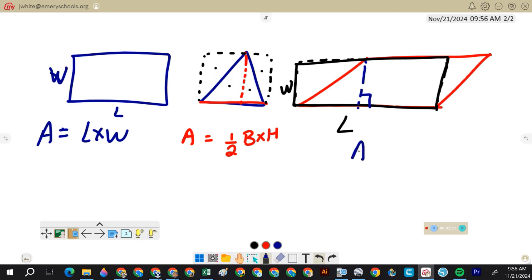So the area of a parallelogram is simply base times height. And just like triangles, the height is not necessarily one of the sides. In fact, most of the time, the height will not be one of the sides. So it's the base of the parallelogram multiplied by how tall the parallelogram is.